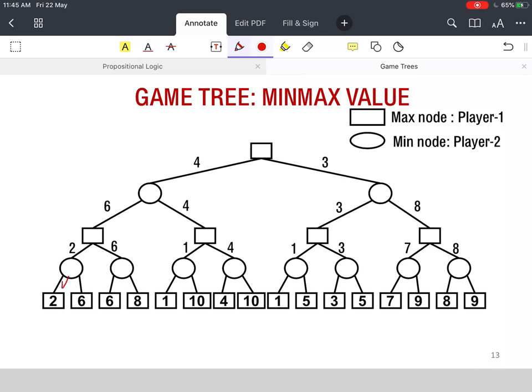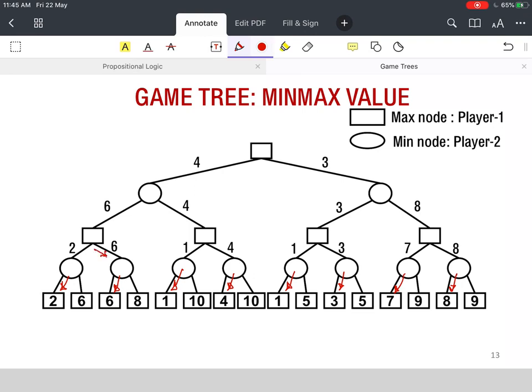So which is the move this person will take? If this is a min node, then obviously this person will take this move. This being a min node, this person will take 6 instead of 8. It will take 1, this will take 4, this will take 1, this will take 3, this will take 7, and this will take 8. So here the value at each of these nodes will be the min of its successors.